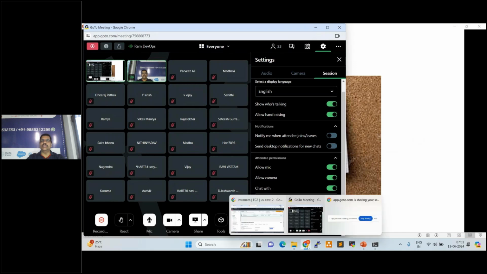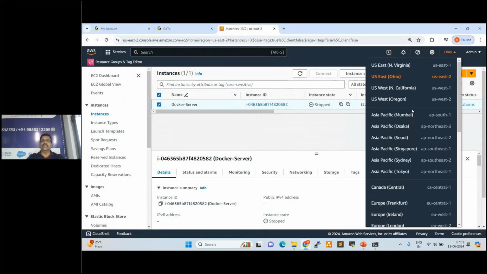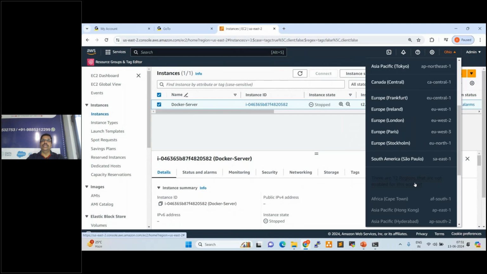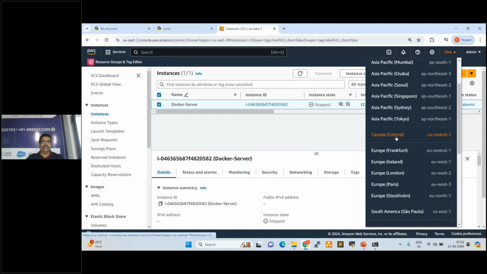These are the regions here. These are the data centers. What is a data center? What is a region? Why are so many regions required? See here: US East North Virginia, Ohio, US West North California, US West Oregon, Asia Pacific Mumbai, Seoul, Singapore, Sydney, Tokyo, Canada. A region is a data center. These are the Europe regions, and the Africa region. What are the advantages of regions? Inside these regions, zones are also available. What is a zone? What are the advantages of zones? We can discuss all of these tomorrow.